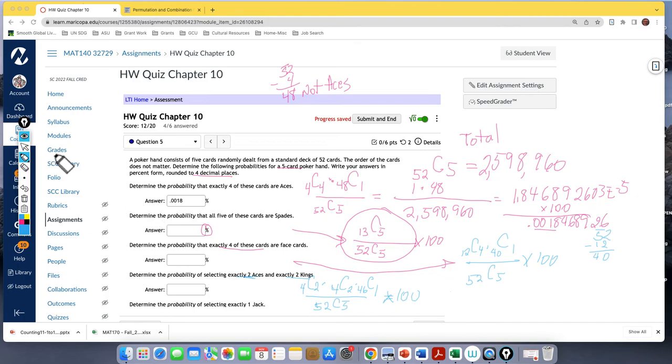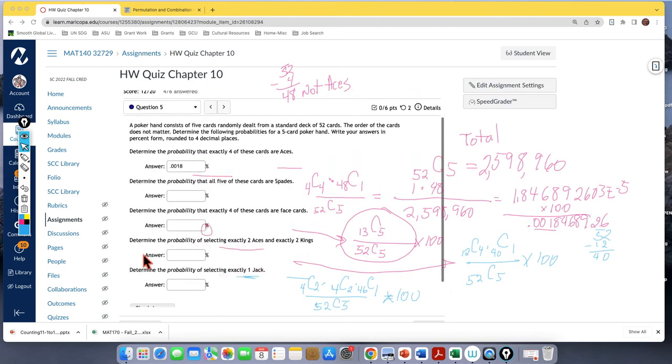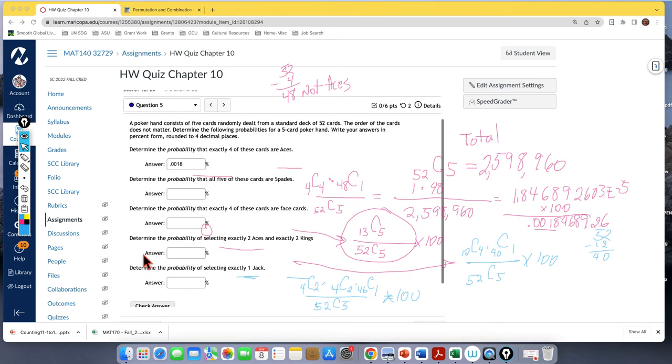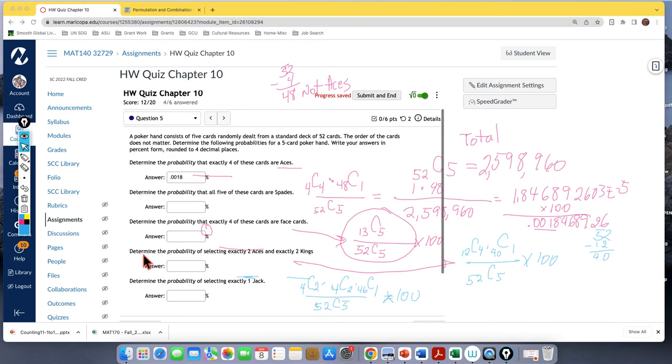And then we've got this last one. Probability of getting exactly one jack. So we'll do that. Again, getting one jack, there are 4 jacks. We're going to choose one of them. Total is going to be 52, choose 5.